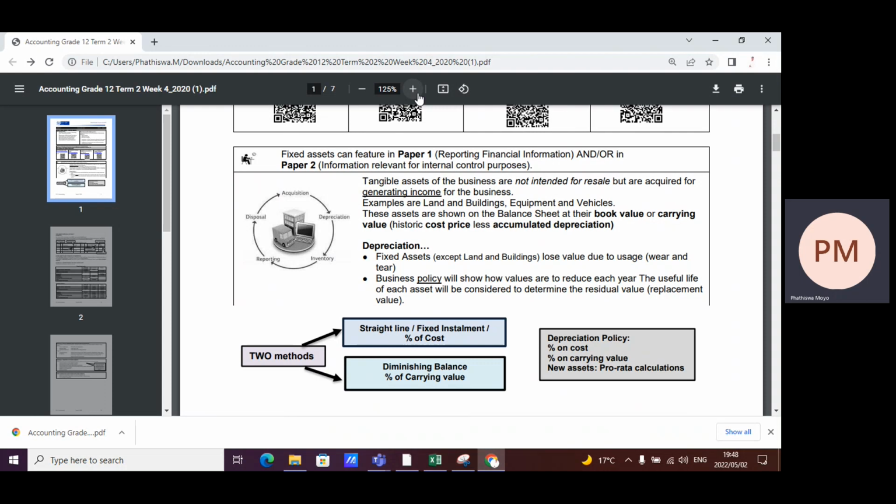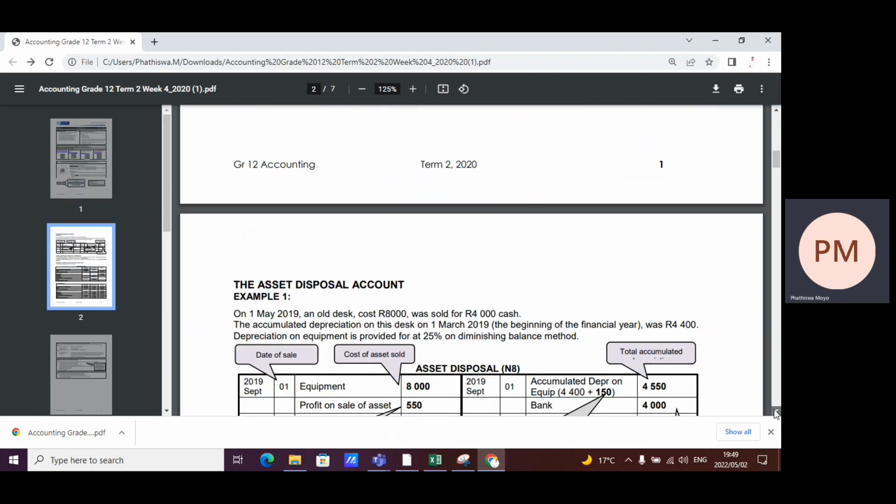So depreciation: fixed assets except land lose value due to usage, wear and tear. Business policy will show how the values are to reduce each year. The useful life of each asset will be considered to determine the residual value. The two methods: there's the straight line method, that is the fixed installment, the percentage of the cost or the years, and then there's the diminishing balance, which is where you're calculating depreciation at carrying value. And you must always prorata, meaning you must always apply the period when you calculate accumulated depreciation.